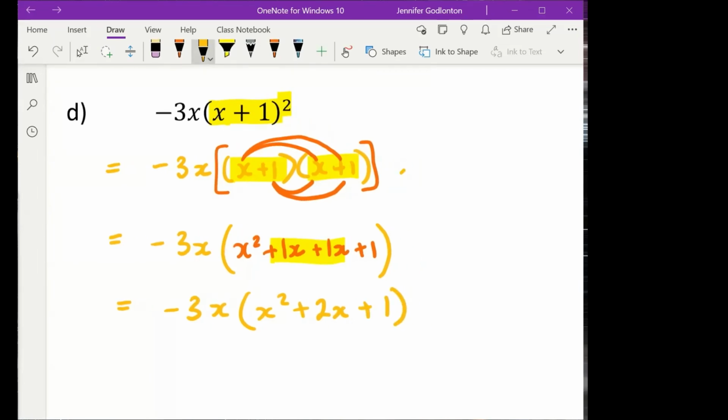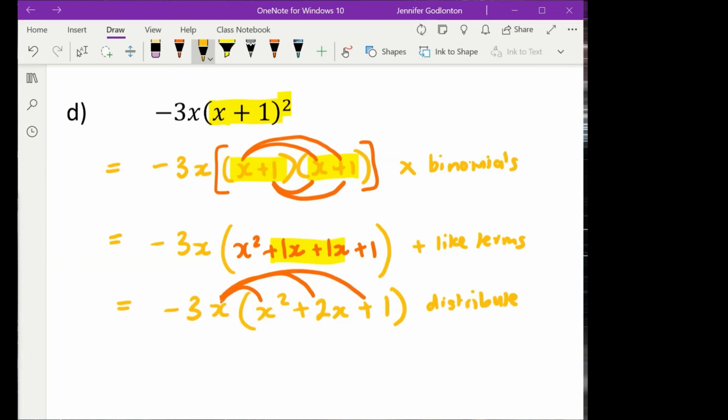So what we did here was we multiplied our binomials, and then we added like terms, and that's how we got to where we are now. Now we are going to distribute this negative 3 into all 3 terms in that bracket. Distribute is just a fancy word for multiply in. So negative 3x times x squared is going to give us negative 3x cubed. Negative 3x times 2x is going to give us negative 6x squared. Negative 3x times 1 is going to give us negative 3x. And that is our final answer.